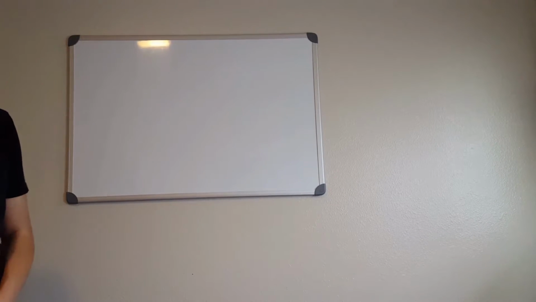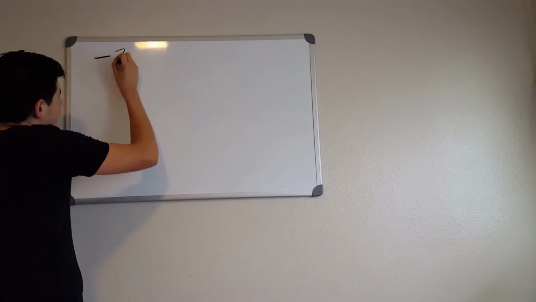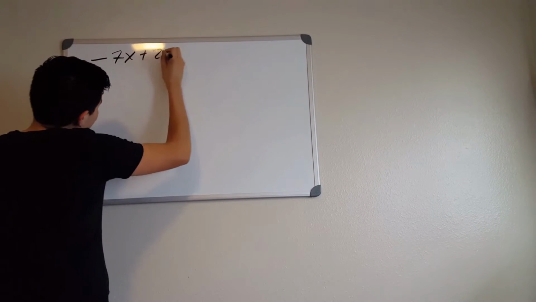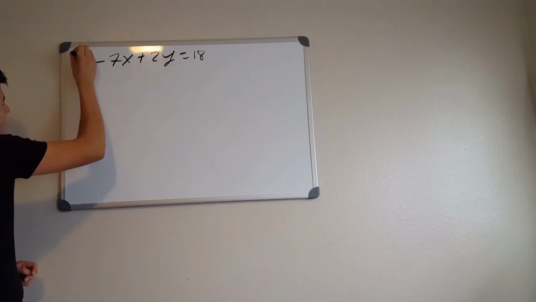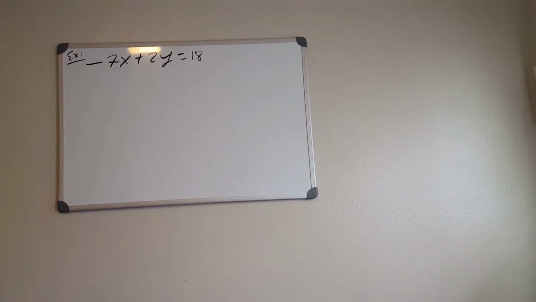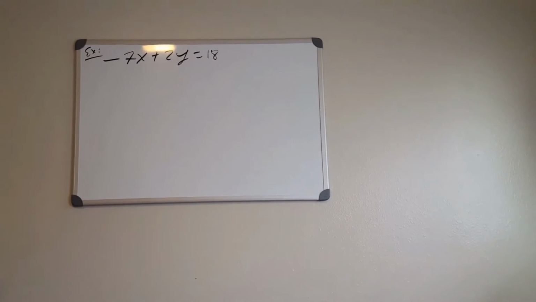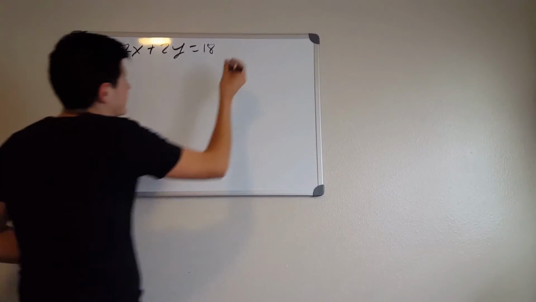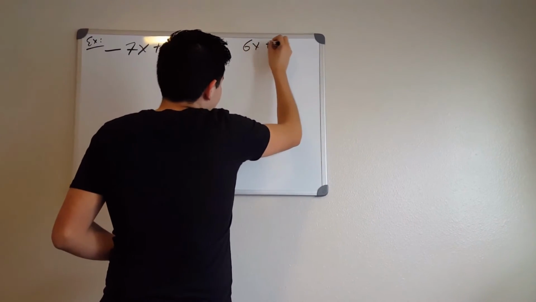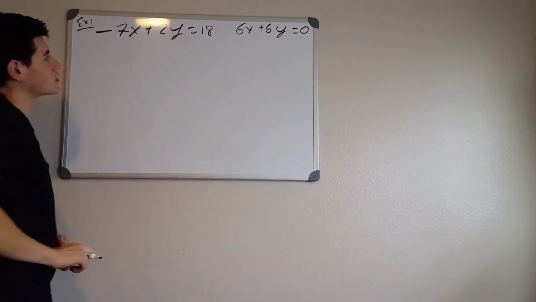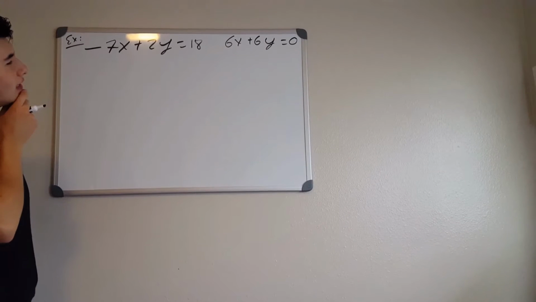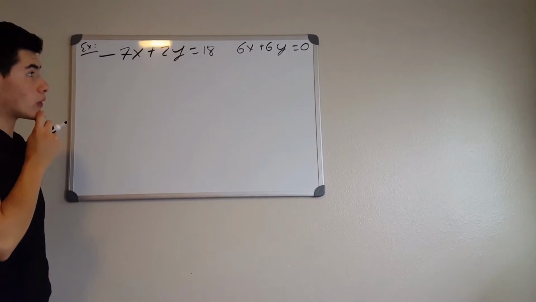Okay, so for this one, we're going to be trying negative 7x plus 2y is 18. Okay? And then 6x plus 6y is 0. Okay. So for this one, let's see. Which one is the easiest to solve for?